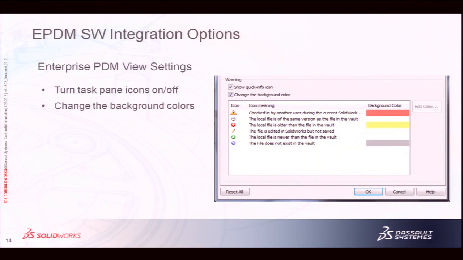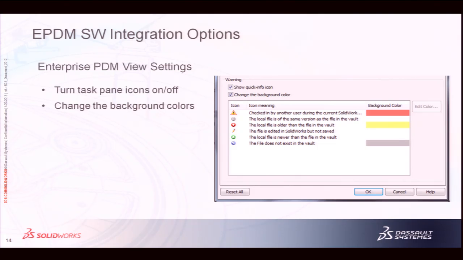Also, as a user setting, it's a color scheme essentially for the icons. So we went through what the different icons mean, out of date part, things like that. There's a legend that's actually in here. So if you don't remember what the green circle means, you can come in here and it'll tell you. You can also change the color of it.